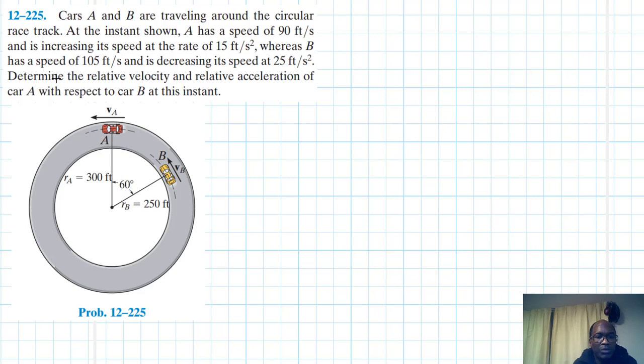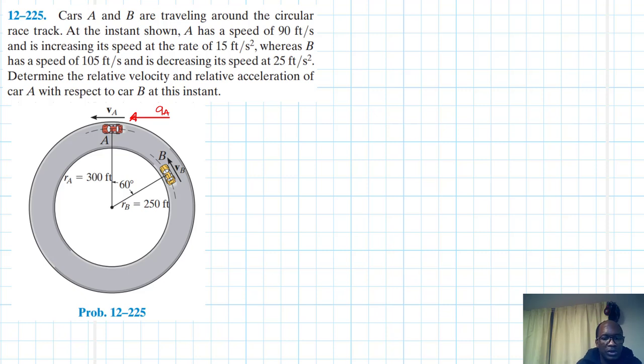This problem is coming from Engineering Mechanics and Dynamics, 14th edition by R.C. Hibbeler. So let's add some details to this quickly. We have a car A, which is increasing its speed at this rate, which is given, 15. Let's call this a_t.